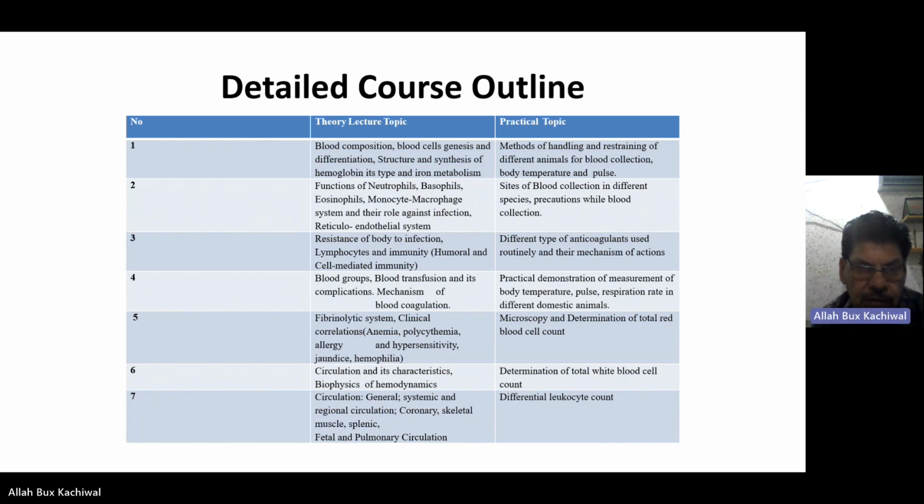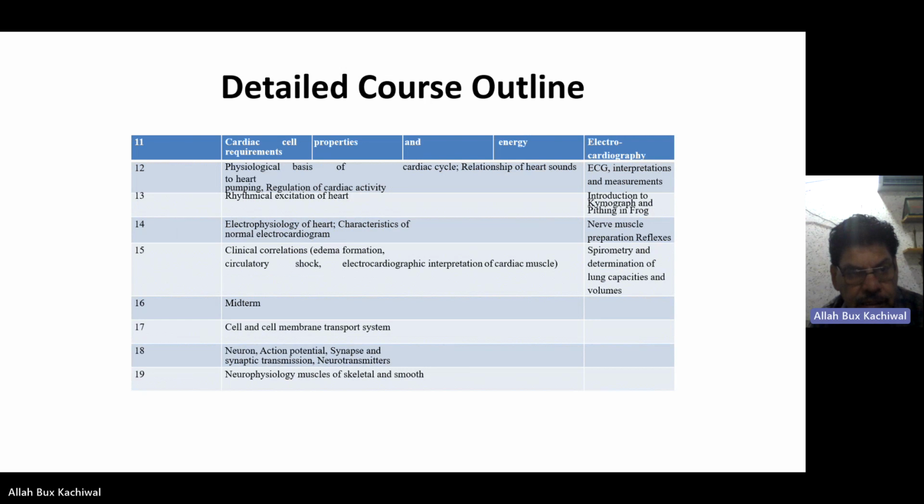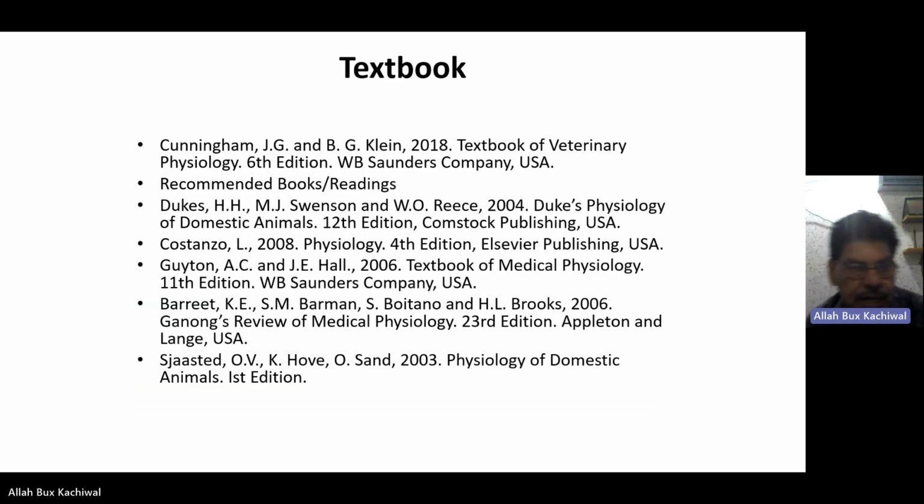The details of the course and these are the outlines. The same titles have been distributed in the lectures and practicals. So this outline may help all of you because the same has been repeated over here. Therefore, I'm not discussing every topic in theory and practical as it has been described in the course detail.